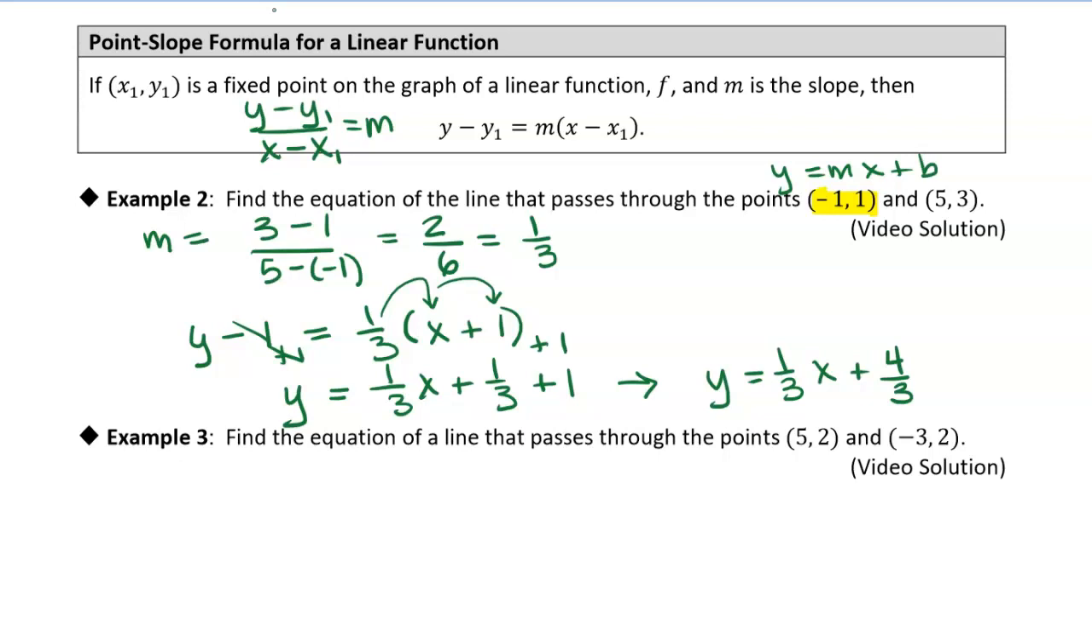The slope-intercept form is nice because it's easy to graph, right? You could easily graph this function if you can plot the y-intercept, and then from that point use the slope to find other points. So the slope-intercept form is nice.